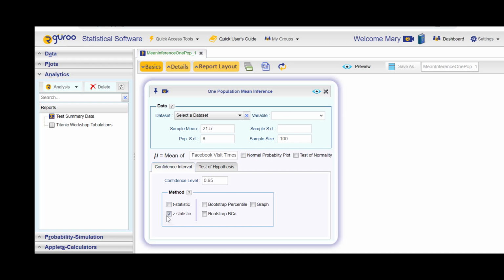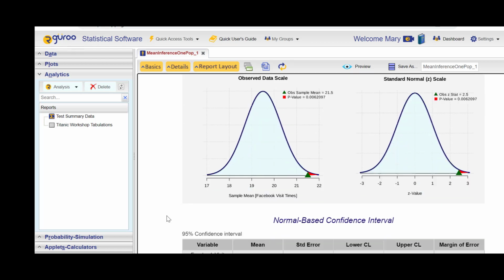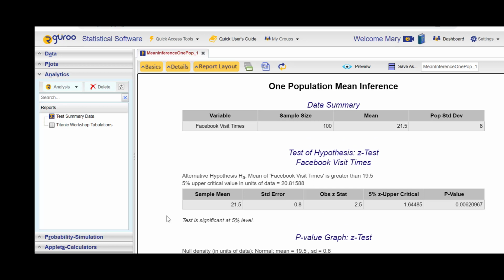So I'm going to click on Z statistic. For the confidence level, since we did 0.05 for the hypothesis test, I'm going to do 0.95 for the confidence level, and then hit the preview. And so lots of things going on here. All right, so first off, at the top, they tell us what we typed in. We typed in a sample size of 100, a mean of 21.5, population standard deviation of 8. You want to double check and make sure all of that is accurate.